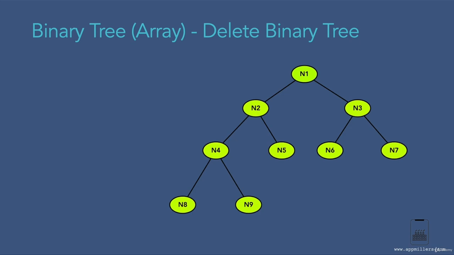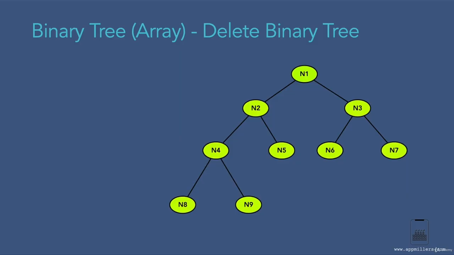Now in the previous lecture, we have learned how we can delete a node from a binary tree in case of array implementation. Now in this lecture, we will talk about how we can delete the entire binary tree. As you remember, in case of linked list implementation, we were just updating the root node to null. And deleting the links between the root node and the children makes the children available for garbage collection, so the garbage collector comes and deletes these nodes from the memory.